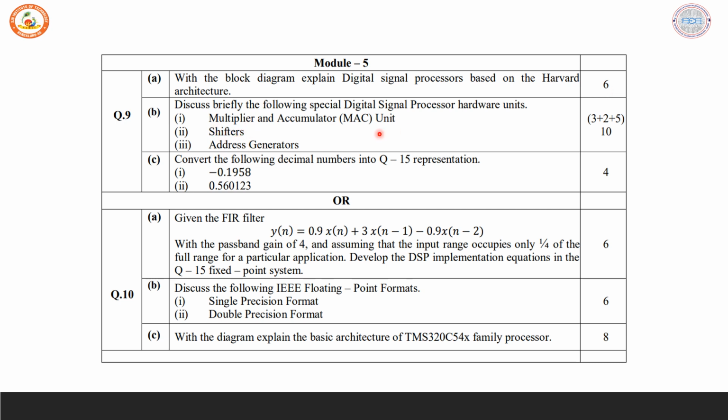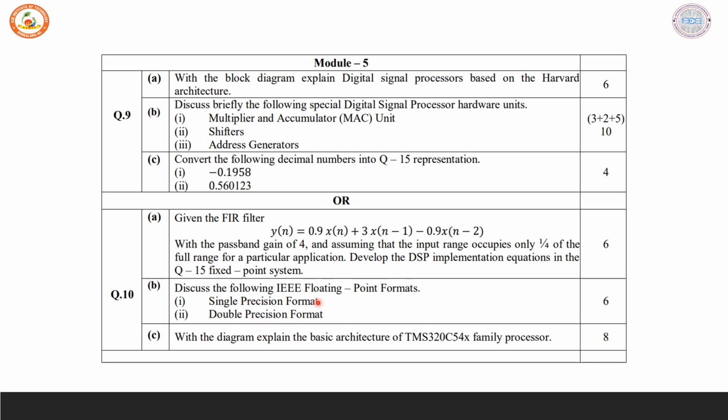The 3 blocks, namely MAC, shifter and adder, and address generation have been asked for 10 marks in total. A simple conversion, two decimal values are given, one negative, one positive. Convert to Q15 format, totals 4 marks. Examples for FIR filter, the equation is provided, the gain is mentioned. This is a problem which has already been discussed. It is for 6 marks.